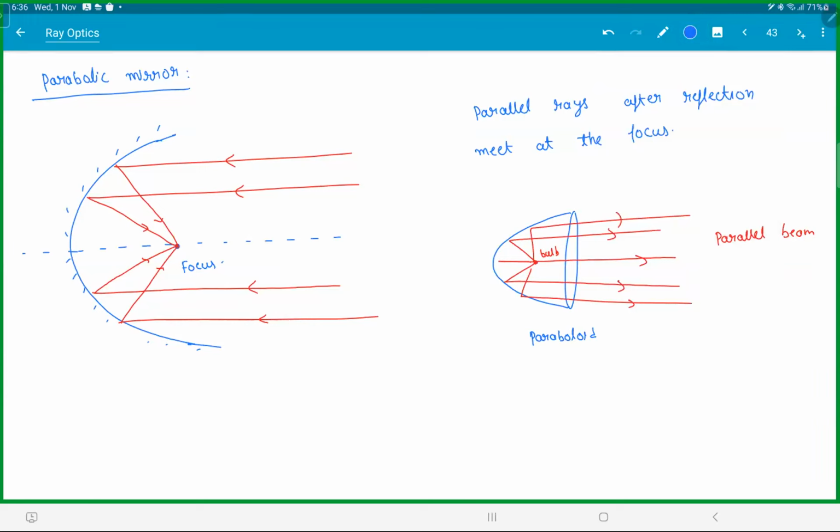And also in this, which one? Lighthouses. So they keep the main source at the focus. They actually use multiple things to magnify the intensity, but the basic idea is this.